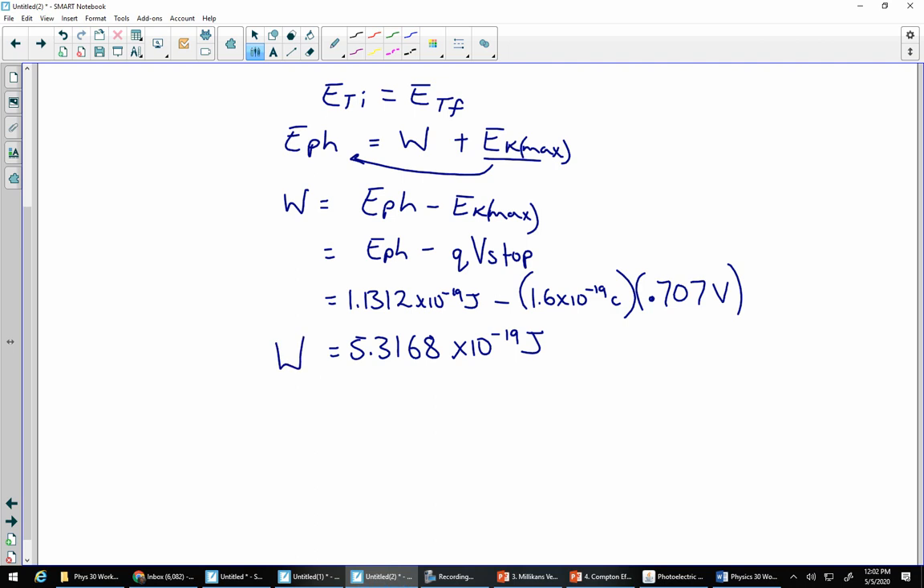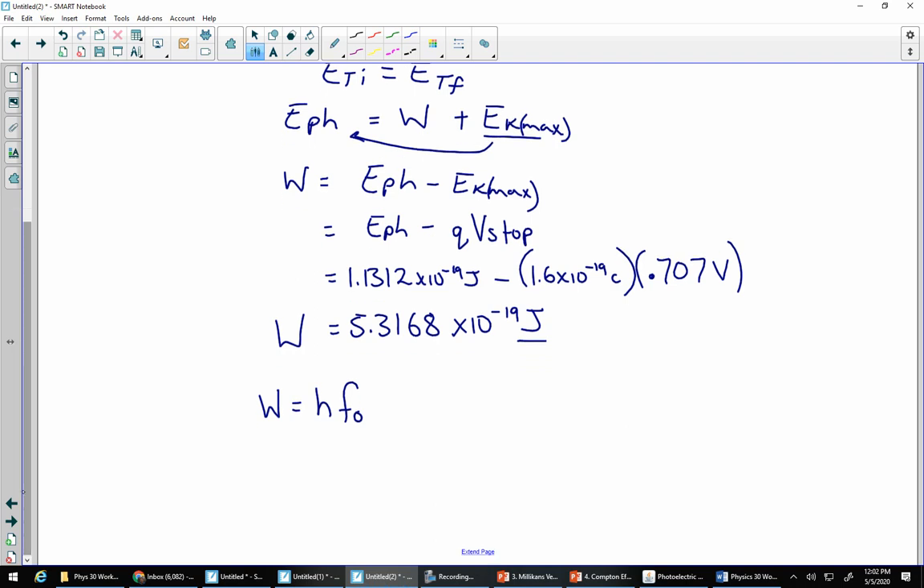I'm not really looking for my work function, that's my minimum amount of energy, but it does correspond to my minimum frequency. So next step, I can say the work function is equal to Planck's constant times that minimum frequency. You'll notice that we're in joules up here, so I want Planck's constant in joules. I can rearrange, so f naught is equal to the work function divided by Planck's constant.